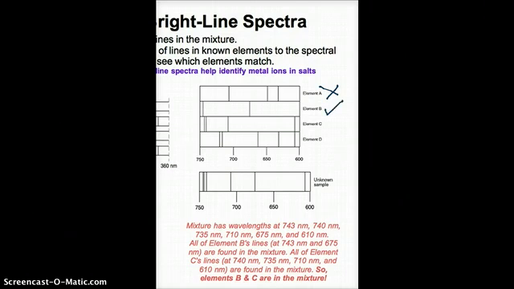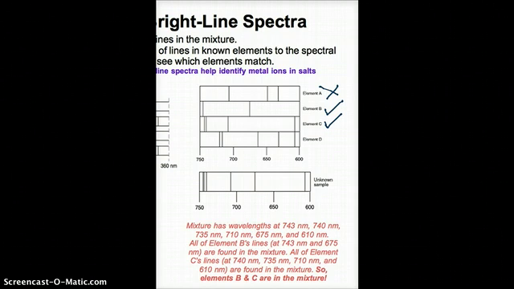For element C, spectral lines have wavelengths of 740 for this first line, which is very close to 750, 735 for the second line, which is close to 750 but lower in terms of number than the first line was, 710 for this third line, which is even closer to 700 than the second line was, and 610 for this fourth line, which is closest to 600 nanometers out of these four lines. So since all four of these lines match up to lines in this unknown sample, element C is also in the mixture.